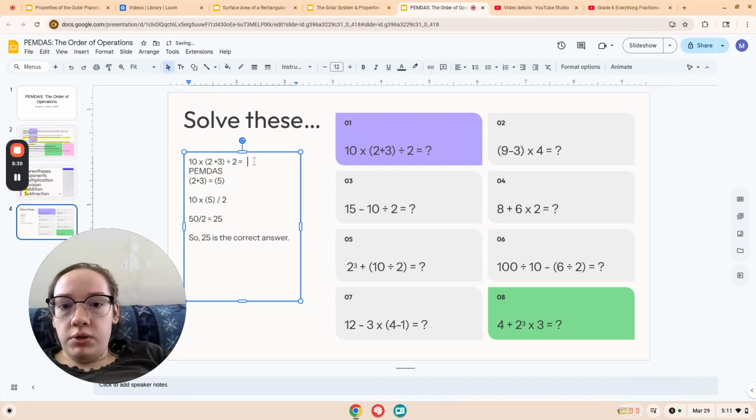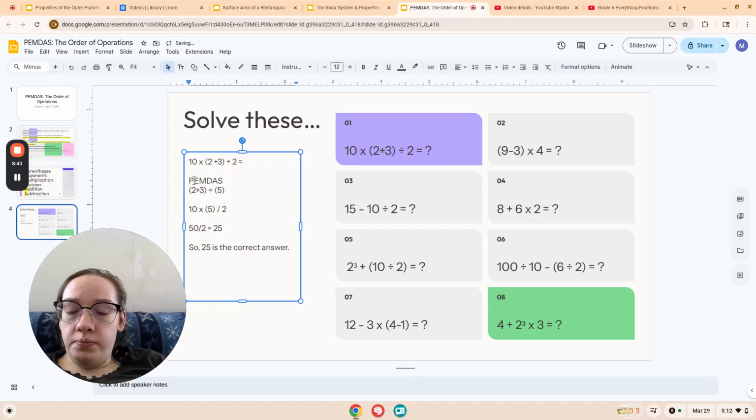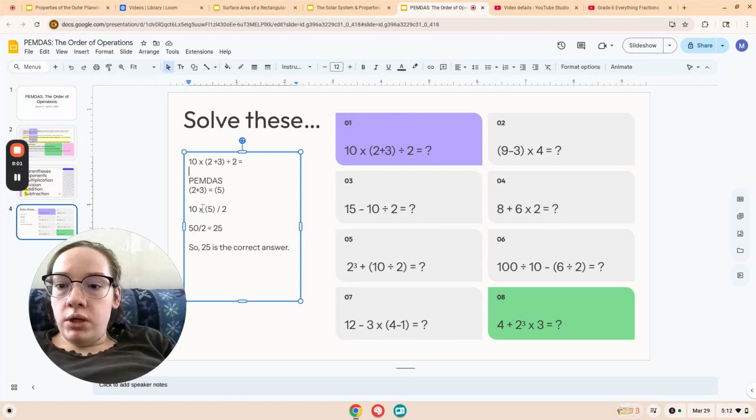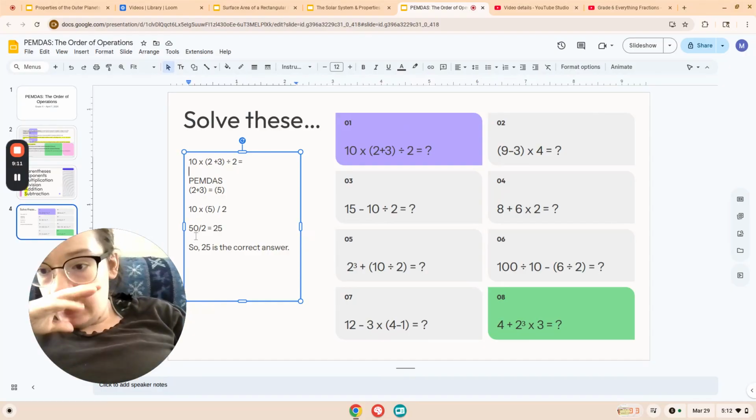Okay, so let's break apart what I just did here. Again, PEMDAS, parentheses: 2 plus 3 was what was in the parentheses, and we know that 2 plus 3 is 5. We then had to go to the next order of operation, which was multiplication, because we had a multiplication sign here when reading the problem left to right. So then we went 10 times 5, and we got 50. Then the next order of operation after multiplication is division. So we had to do 50 divided by 2, which is 25.